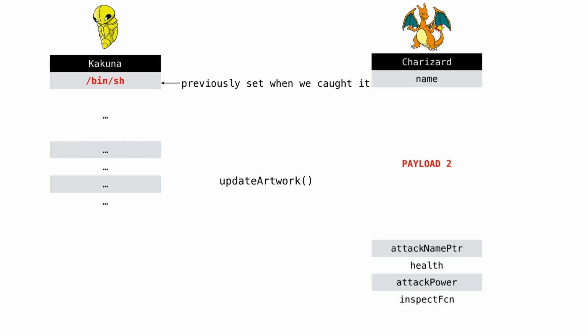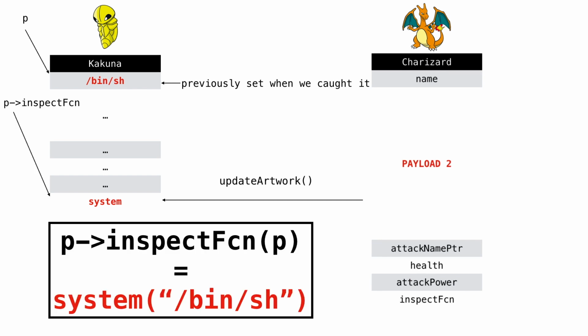We're gonna use again the update artwork function to overwrite the inspect function pointer, and this time it will point to the system function inside libc, and this will lead to call system bin_sh and getting code execution.